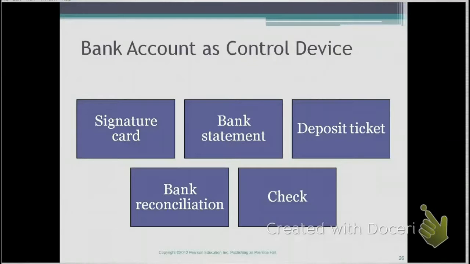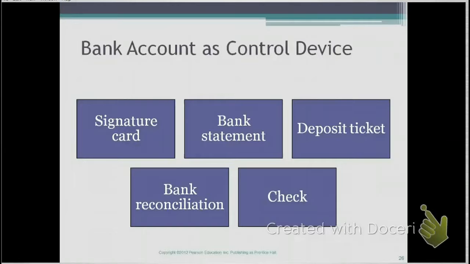The next control is a bank statement. The bank will send a statement of all the transactions that occurred on your account during the month. So whatever the cash receipts, whatever the cash payments that went into your account, they will summarize it and send a statement at the end of every month. That way you can compare that to what you have in your books, in your ledger, and verify that all the transactions that occurred were authorized transactions.